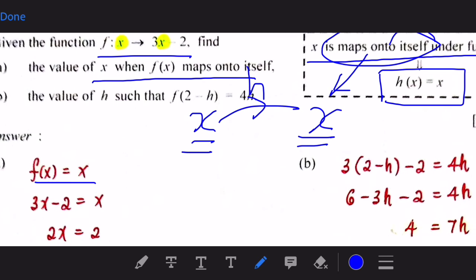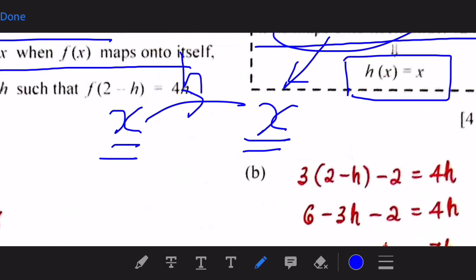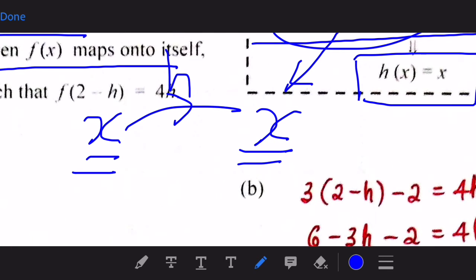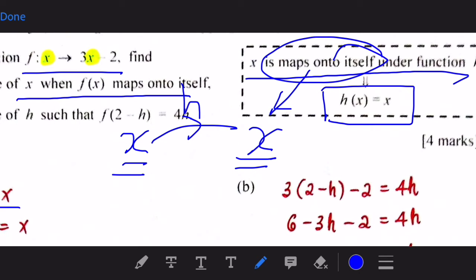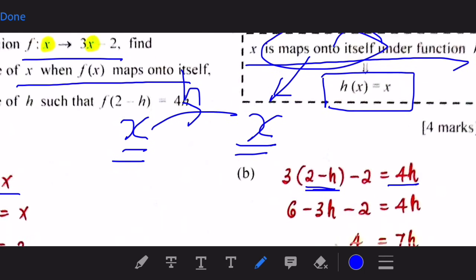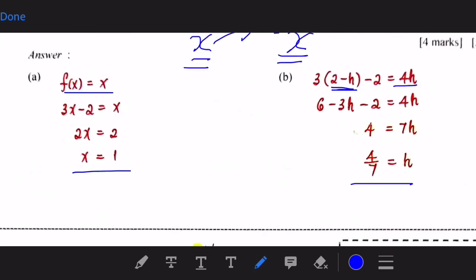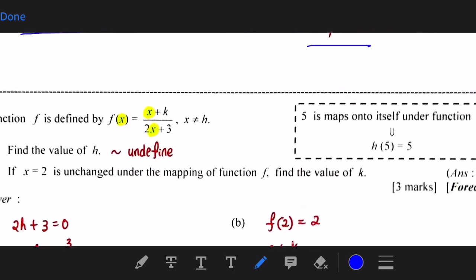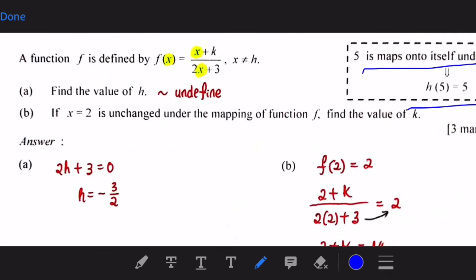And then after you have the x, find the value of h such that the function with 2 minus h equals 4h. So you just substitute into the function. When you see x, you substitute 2 minus h. The rest you follow, minus 2 equal to 4h, and you simplify everything. Your answer is h equal to 4 over 7. Alright, so I have this case maps onto itself already. Object 5 will give you the image 5.